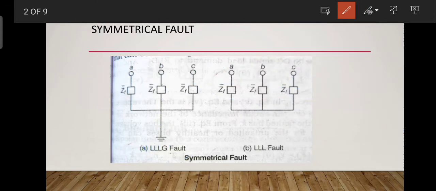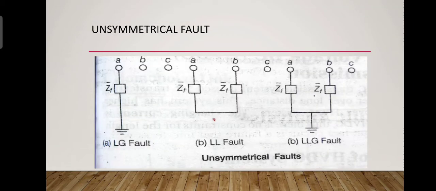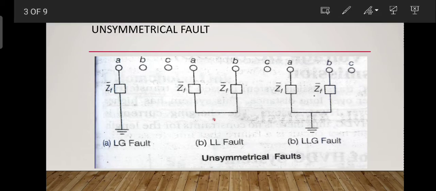Then come to our asymmetrical fault, unsymmetrical or asymmetrical or unbalanced fault. So here is the figure showing the unsymmetrical fault, in which the balanced state of the network is disturbed. It is called an unsymmetrical fault or unbalanced fault.